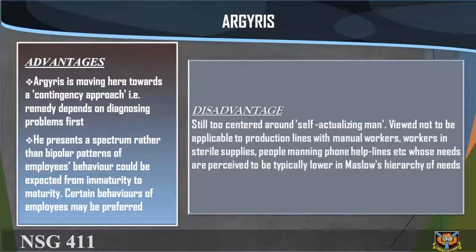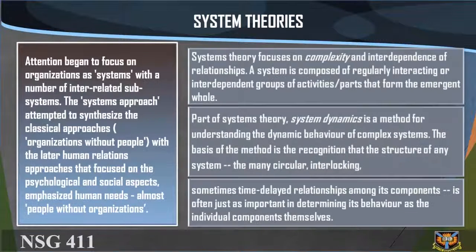Disadvantages: still too centered around self-actualizing man, viewed not to be applicable to production lines with manual workers, workers in sterile supplies, people manning phone helplines, etc., whose needs are perceived to be typically lower in Maslow's hierarchy of needs.